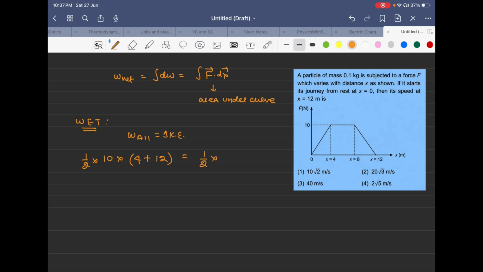So it will become 1 by 2 times m into v square minus initial, they told it is starting from rest. So 2 and 2 will get cancelled out. If you remove this decimal, this side 10 will become 100 into (12 plus 4) will become equal to 16, equal to v square. Means v value will become 40 meter per second. The correct answer will be option number third.